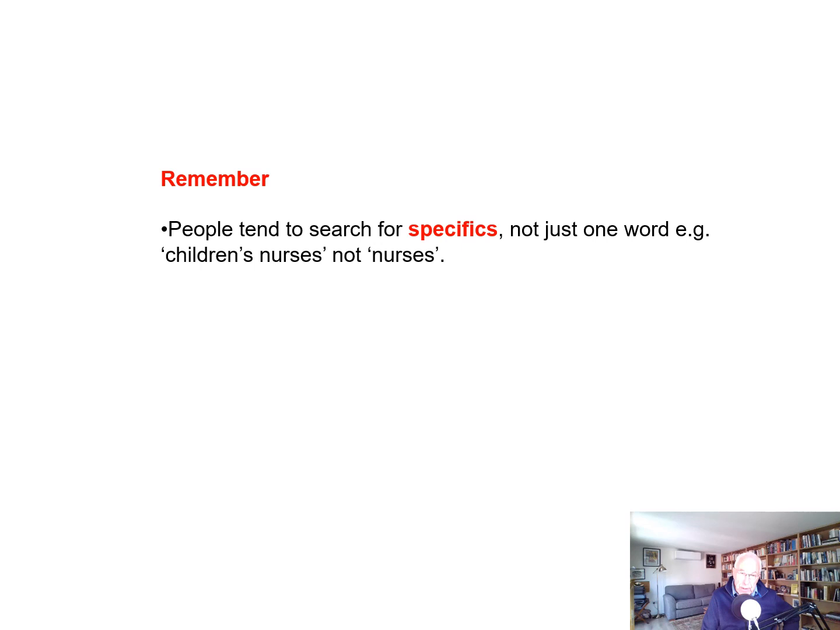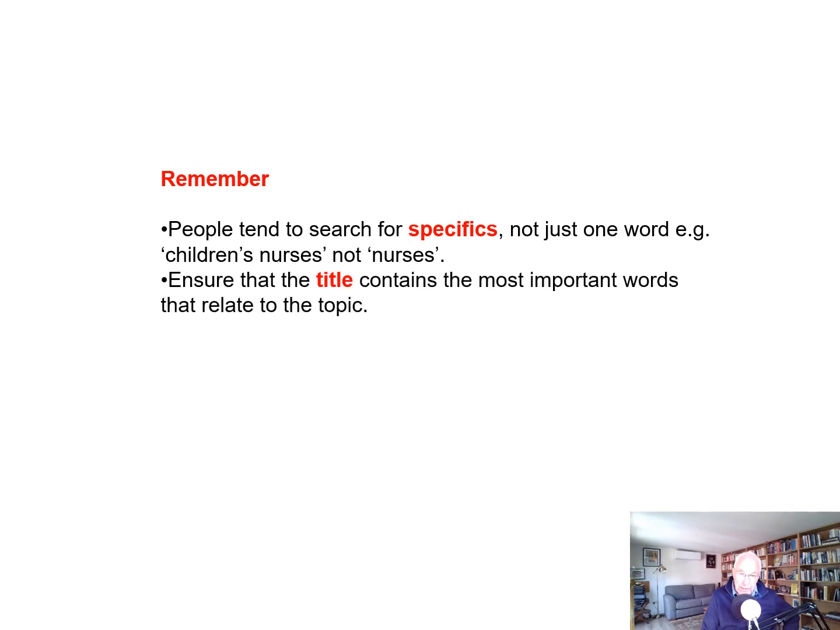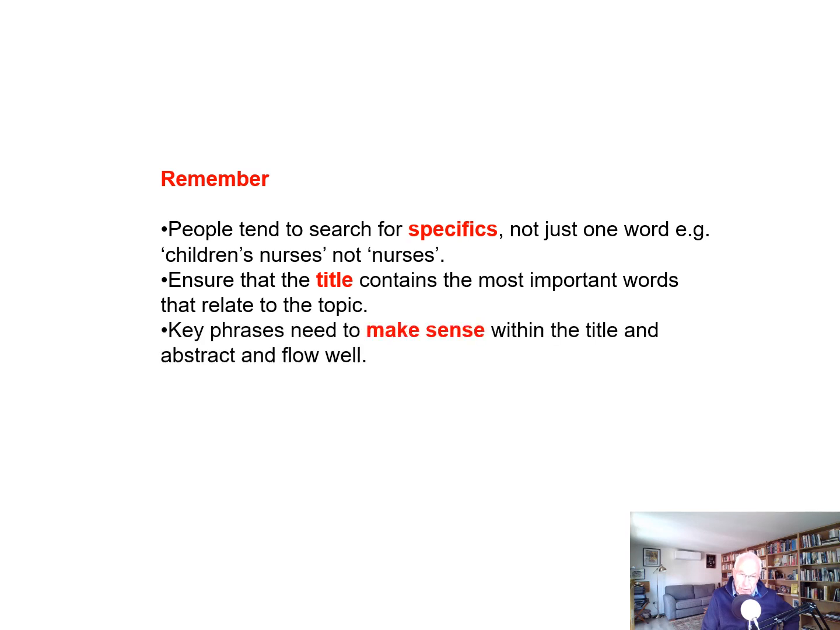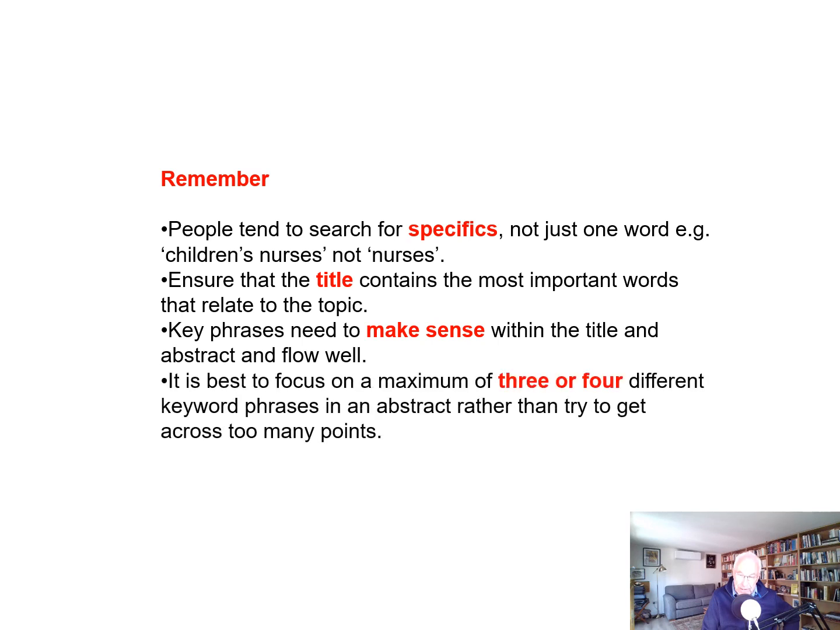Points to remember: people tend to search for specific things, so don't just use one word. So for example, if it's about children's nursing, use children's nurses, not just nurses. Ensure that the title contains the most important words that relate to the topic. Key phrases need to make sense within the title and the abstract and flow well. And it's best to focus on a maximum of 3 or 4 different key phrases. I would say 3 or even 2. The more you focus, the more words in common you get. But the point is, don't go for too many key phrases.